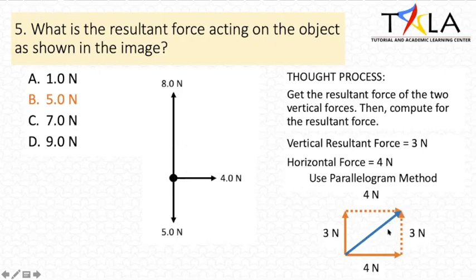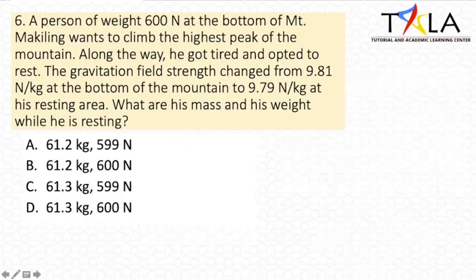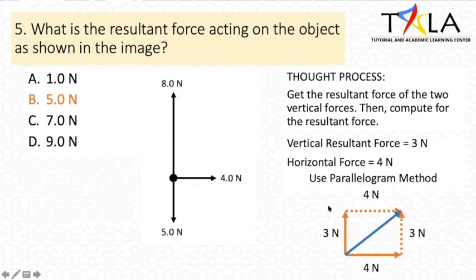Ang gagamitin po yung Pythagorean theorem. Very good. That's very, very good. So we are going to use the Pythagorean theorem 3, 4, 5. So the answer is 5 Newton. Okay? You can either use the Pythagorean theorem, yung c squared equals a squared plus b squared. Or tandaan yung Pythagorean triples, 3, 4, 5. Always 5 yung hypotenuse if you have 3 and 4 as the length of the legs of your right triangle. Okay? Number 6.